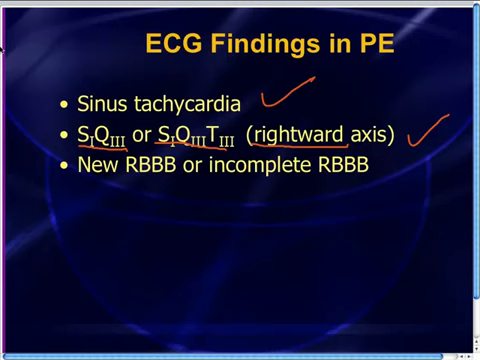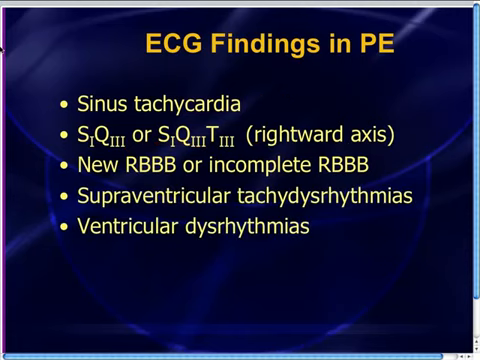And then another finding for right heart strain is a new right bundle or an incomplete right bundle branch block pattern, or simply what you'd look at and see a tall R wave or R prime wave in lead V1. That's a sign of right heart strain. Well, there's a few other things that you should look for in PE cases as well. We know PEs can produce atrial dysrhythmias, SVT, atrial flutter, atrial fibrillation can be produced by pulmonary embolism. You can even have runs of ventricular tachycardia from pulmonary embolism.